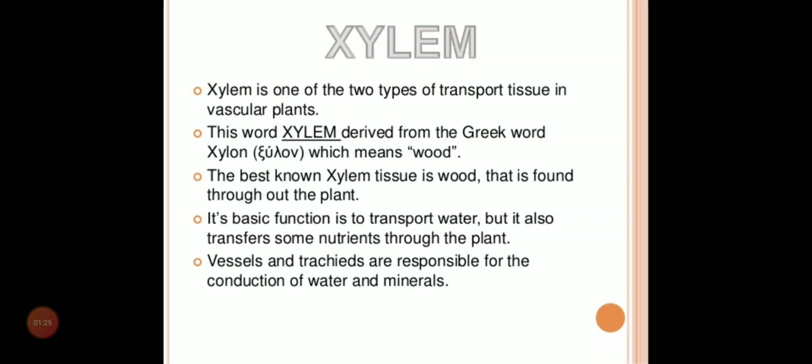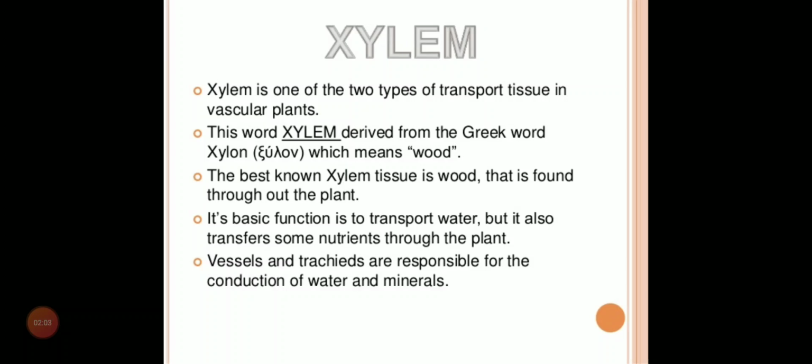The term xylem is derived from the Greek word xylon, which means wood, and the best known xylem tissue is wood that is found throughout the plant. Wherever the stem is present or around the area of cambium, we can observe xylem tissue. Its basic function is to transport water; to transport food we have phloem. Xylem also transfers some nutrients through the plant, and vessels and tracheids are responsible for the conduction of water and minerals.